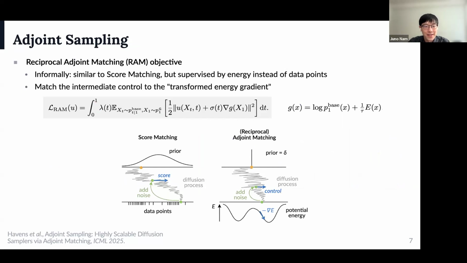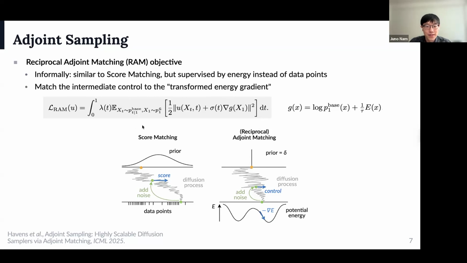So adjoint sampling is informally similar to score matching, but instead of getting supervised by the difference between the prior sample and the data sample, we are now supervising our intermediate control by the gradient of the potential energy at the final data point. So essentially, the matching objective looks like this.